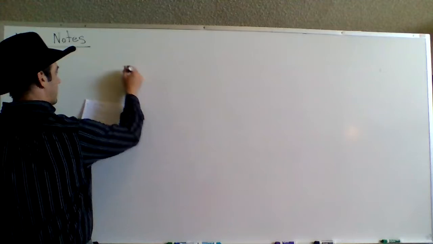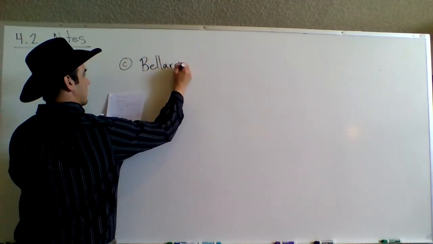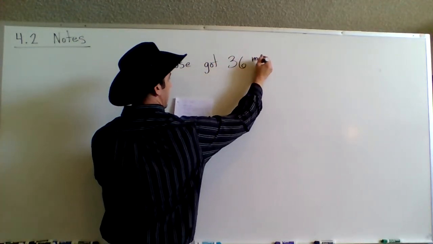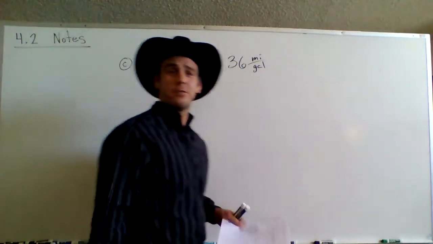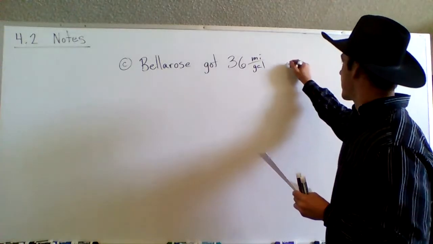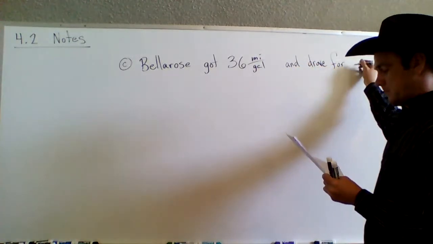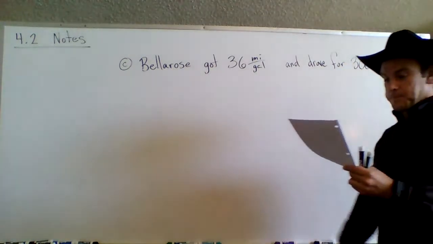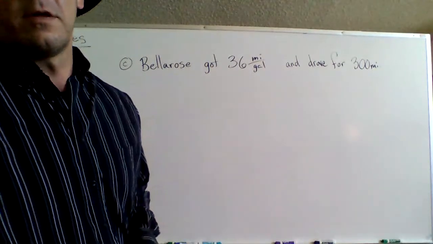Oh, we have Bella Rose here. Sweet, sweet Bella Rose. She got 36 miles per gallon and drove for 300 miles. That Bella Rose, I tell you what. Yeah, 300 miles. How much gas did Bella Rose use?